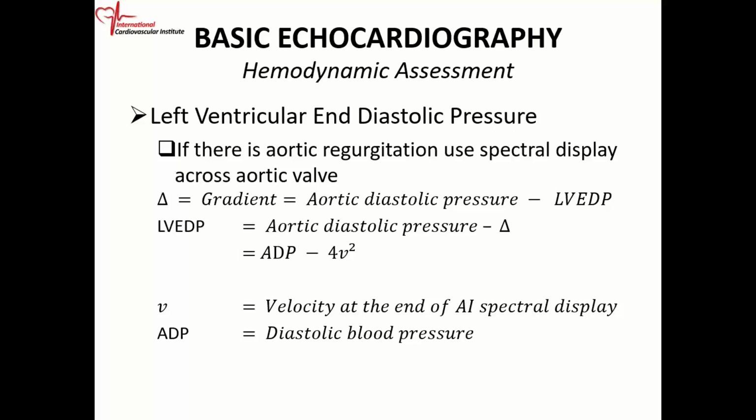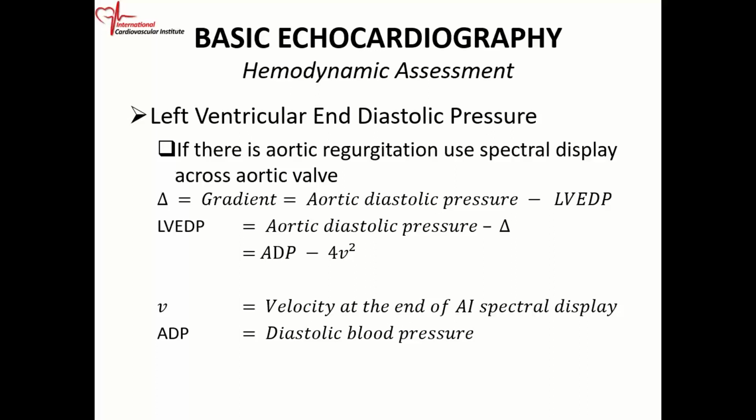Now, when we look at the LV, the left ventricle is going to have a systolic pressure, which is the same thing as the systolic blood pressure. So it's going to have a systolic pressure and a diastolic pressure, just like the pulmonary artery. How can we calculate the left ventricular end diastolic pressure?